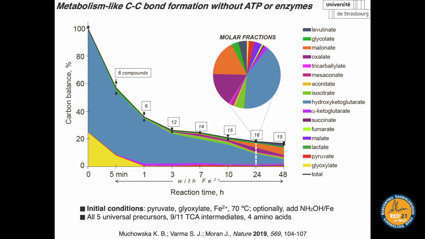So in this study, what we did is we reacted these two compounds together, pyruvate and glyoxylate, but we added iron salts in warm water. And we waited and we monitored what happens over time. So you wait 24 hours and you get 16 compounds. Some of them contain 6 or more carbons. And basically all of them are biologically relevant.